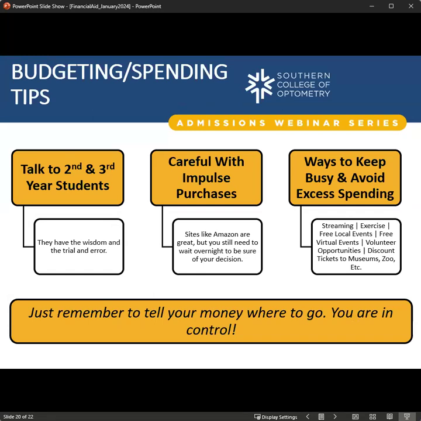Then ways to keep busy and avoid spending are streamlining, exercising, free virtual events, etc. Just remember to tell your money where to go. You are in control of how you spend your money. Next slide, please.